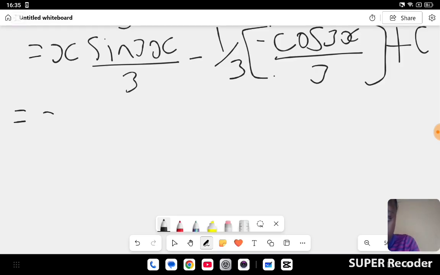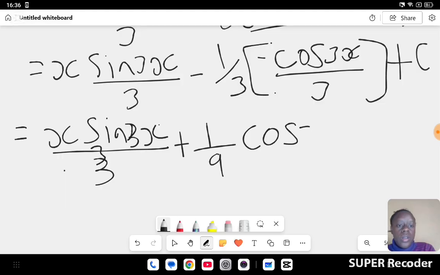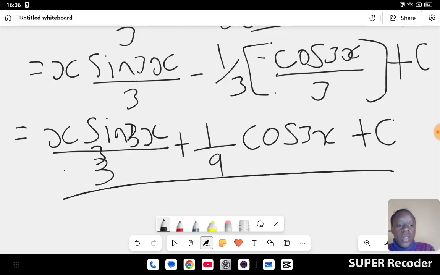This will be x sine 3x divided by 3 minus 1 over 9, which will be positive here because of this negative, cos 3x plus c, and this will be our final answer.